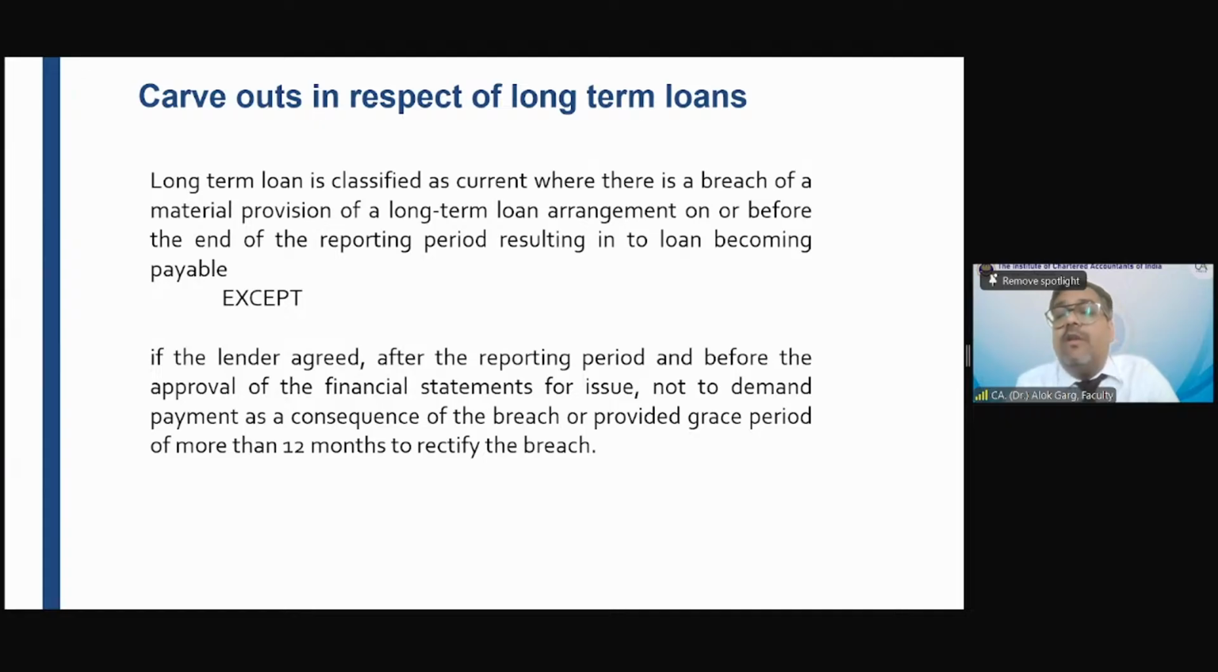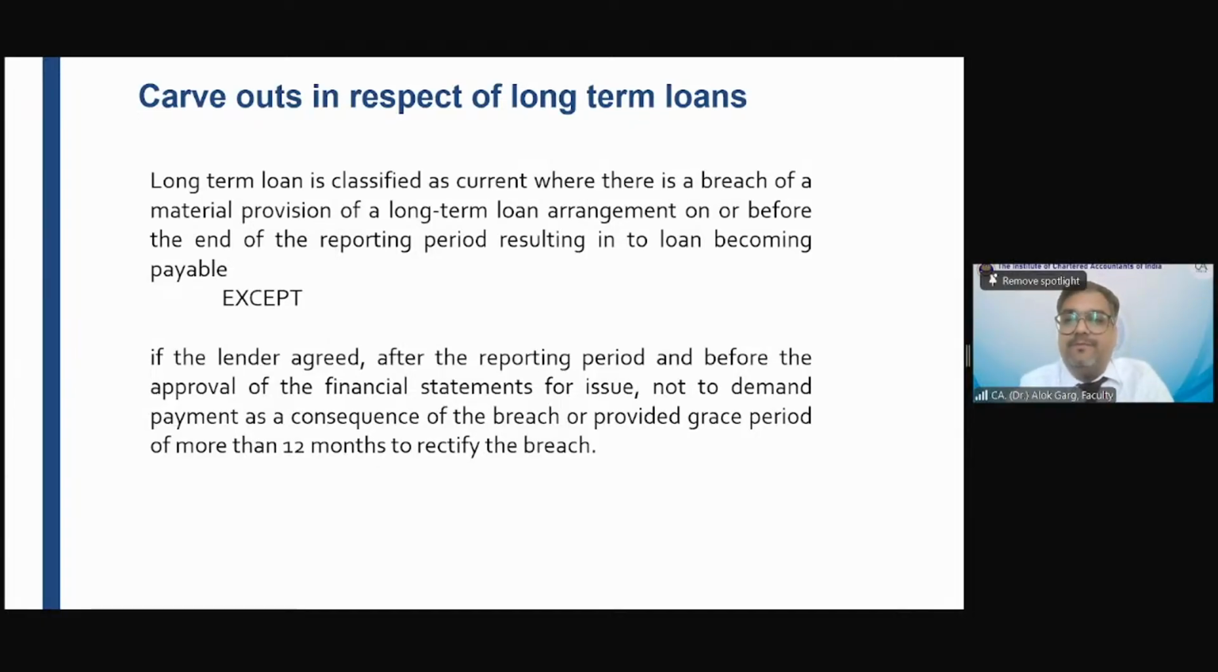subsequently, before approval of the financial statements, if this default is corrected, if this default is fixed and the bank is not going to ask for payment for at least 12 months from the reporting date, then it will be classified as an adjusting event, and hence the liability has to be retained as a non-current liability.